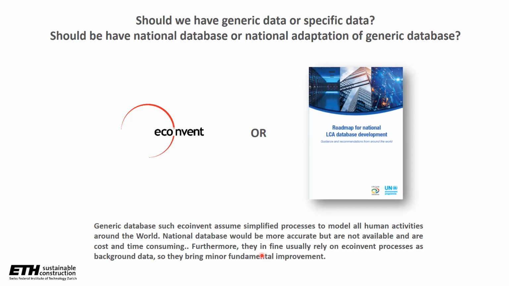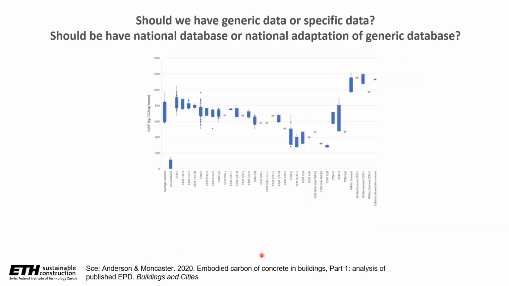That's my personal idea, but I think that usually they also, in fine, rely on EcoInvent processes as background data. So they bring relatively minor fundamental improvements. Furthermore, and I think this is the key priority, it is not so much the location, it's also the level of detail. For instance, there's a study done by Alice Montcaster and her colleague, who showed the EPDs, all the EPDs of cement.